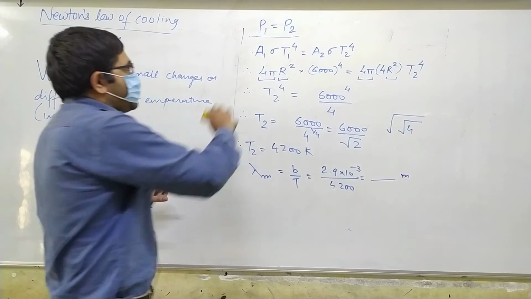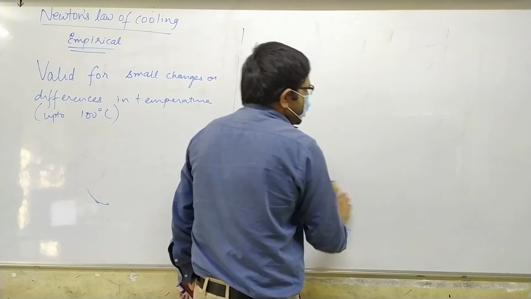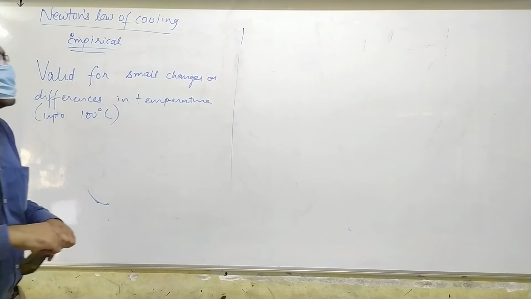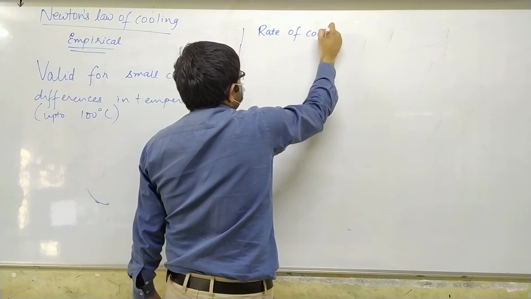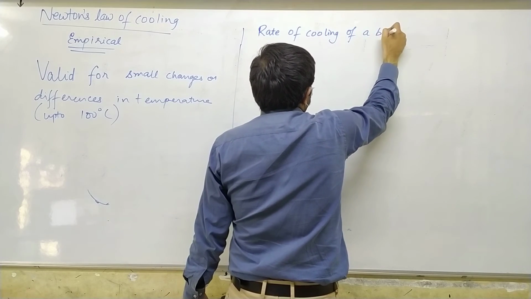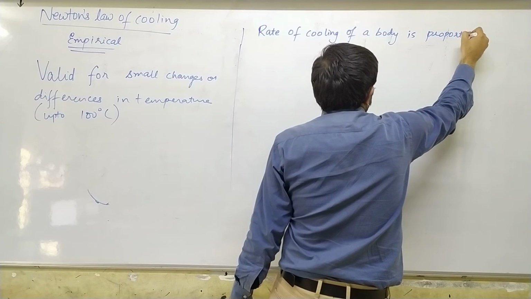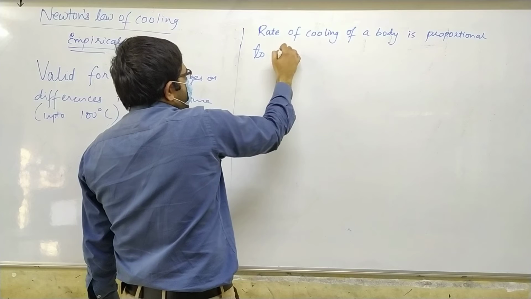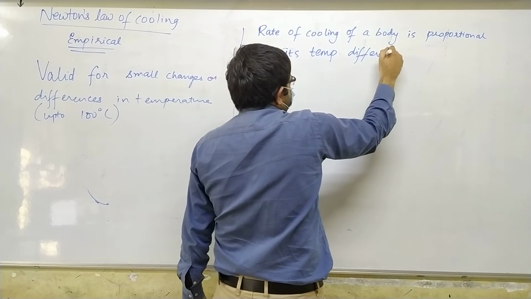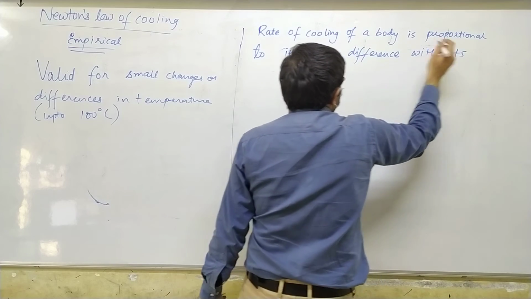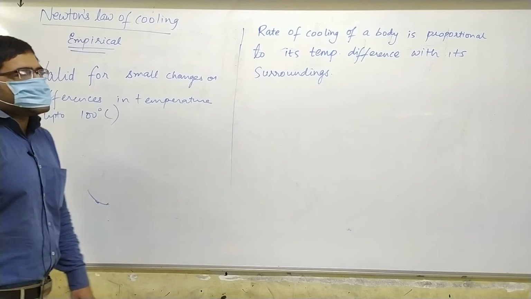Now, what is the law? In its original form, the law is extremely simple, and you are going to find it very intuitive. The law is as follows. According to Newton, rate of cooling of a body is proportional to its temperature difference with its surroundings. This is as simple as that.